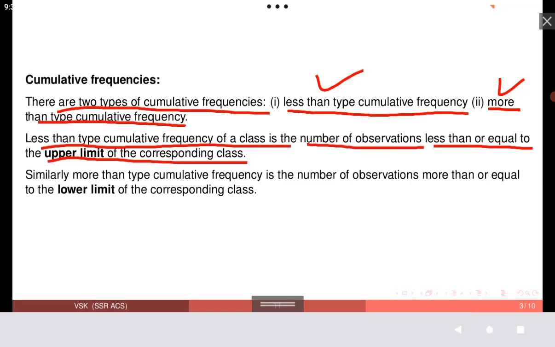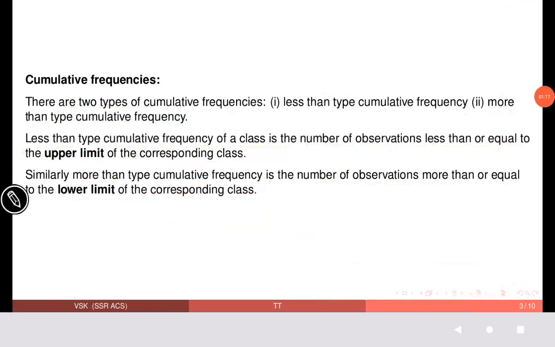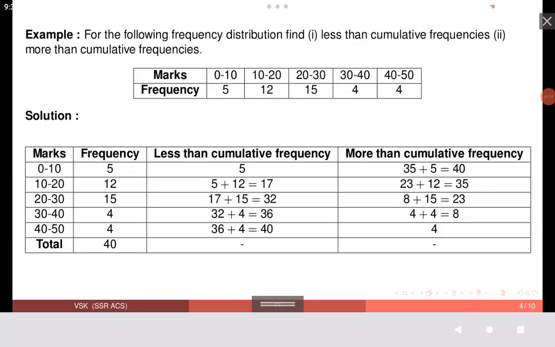And similarly, the more than type cumulative frequency is the number of observations more than or equal to the lower limit of the corresponding class. So you keep this in mind. This is corresponding to the upper limit and this is corresponding to the lower limit. That will be clear when we take the examples. So let us start with this example. For the following frequency distribution, find less than cumulative frequencies and more than cumulative frequencies.